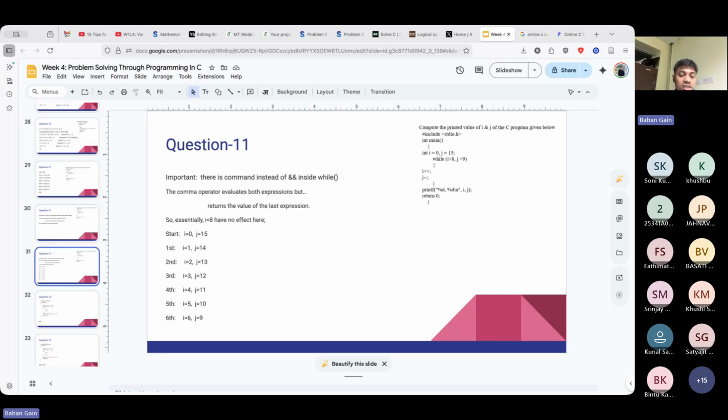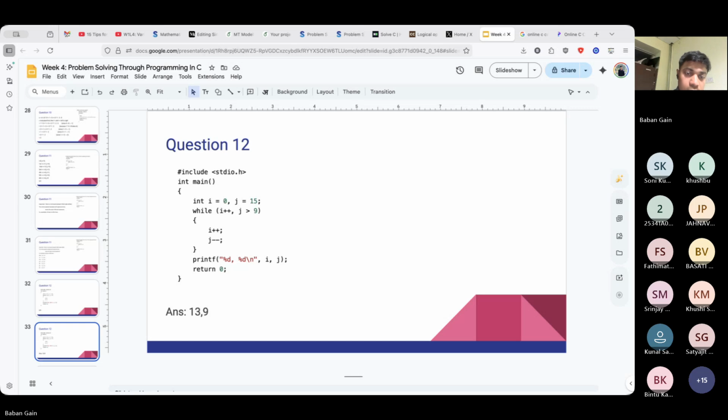Yeah, you can go ahead and explain. Sir, in the comma operator case, the execution will be from left to right, but the final value that is accepted by the while is the rightmost. It means the last value, j greater than 9, but the execution will be from left to right normally. Yes, that is true.